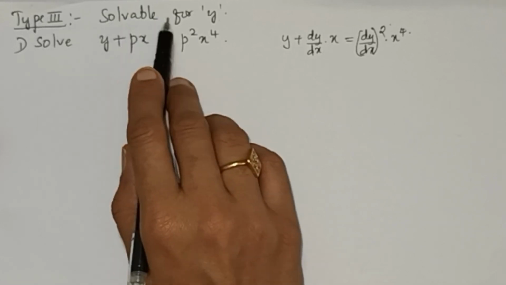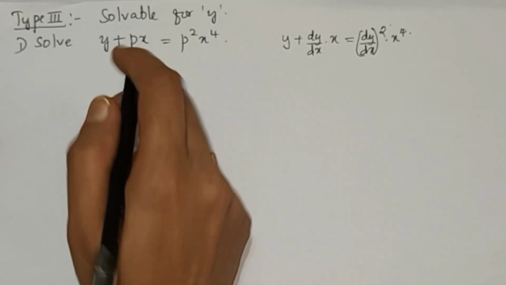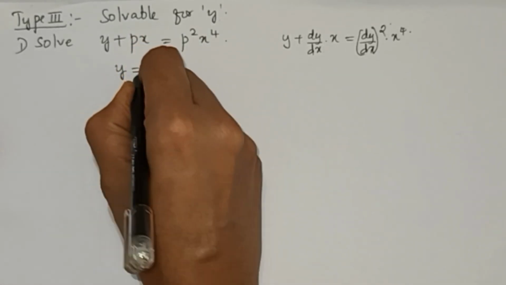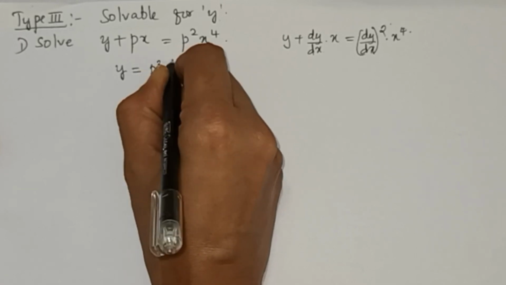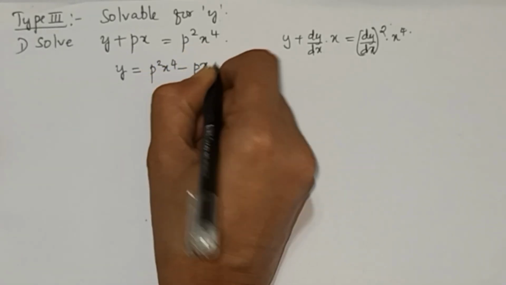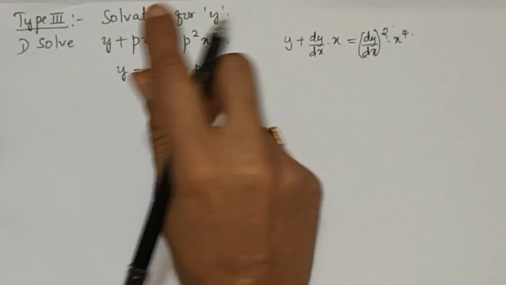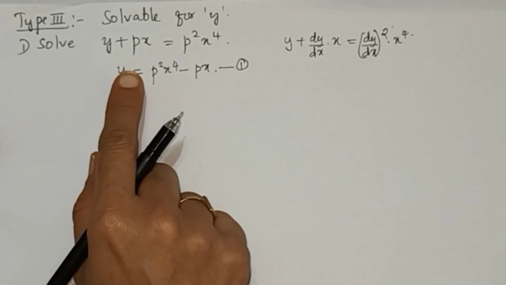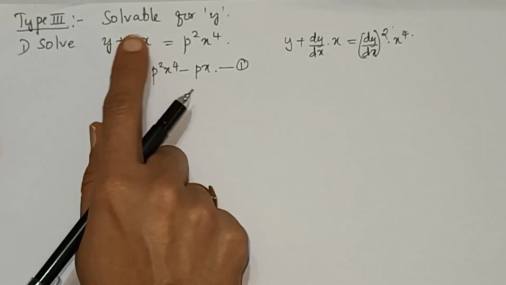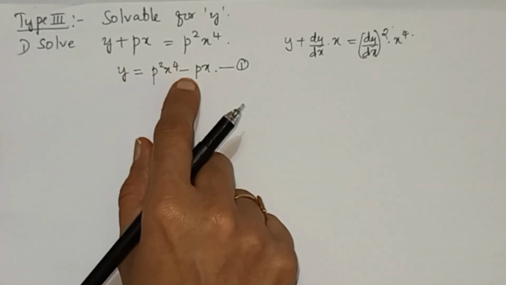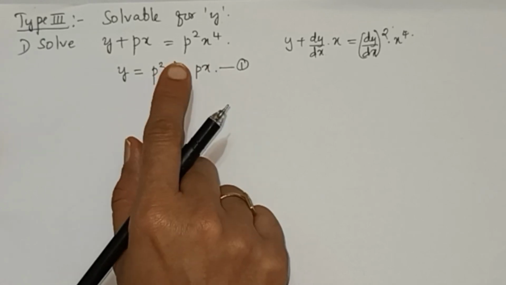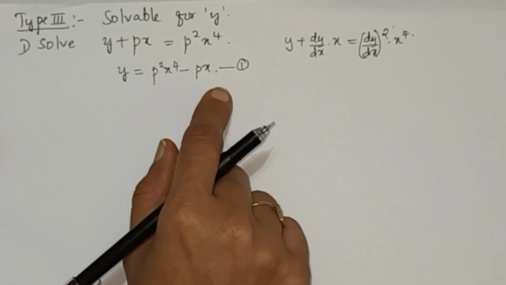Now this is an equation solvable for y because we can write it as y equal to p square x to the power 4 minus px. So this is equation 1. Name it as 1. Solvable for y means you can write the given equation as y equal to a function of p and x, or a function of x and dy by dx.